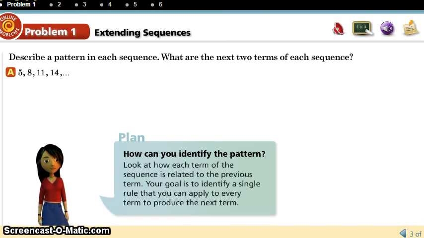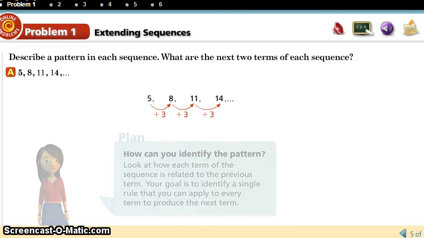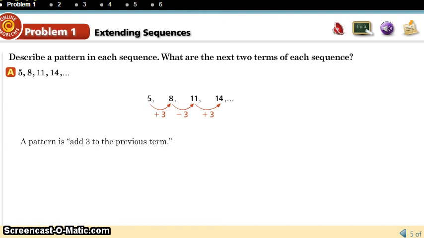Look at how each term of the sequence is related to the previous term. Your goal is to identify a single rule that you can apply to every term to produce the next term. 5 plus 3 equals 8. 8 plus 3 equals 11. And 11 plus 3 equals 14. So a pattern is add 3 to the previous term.